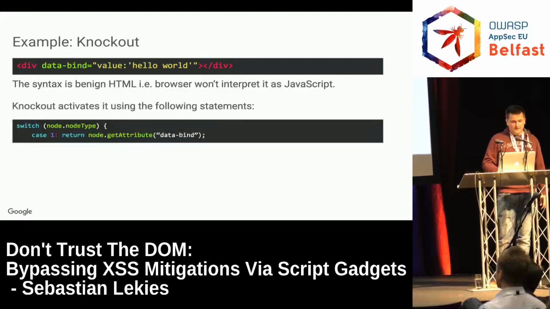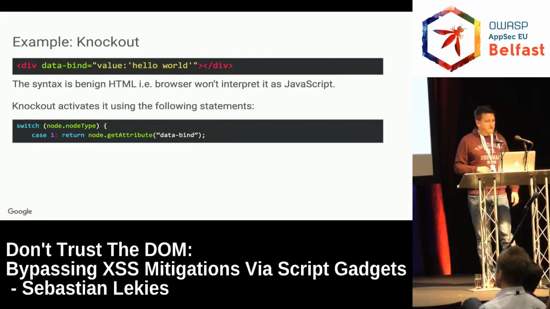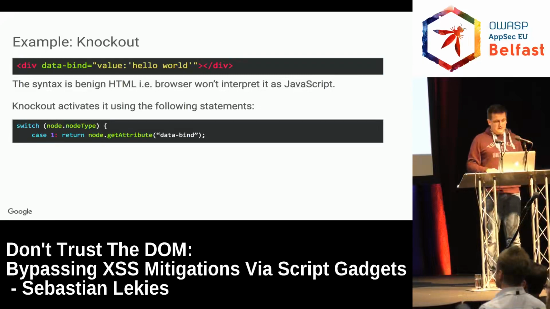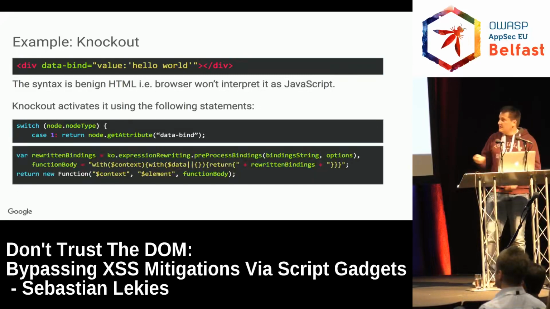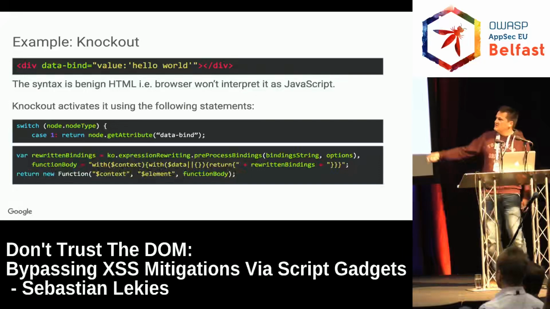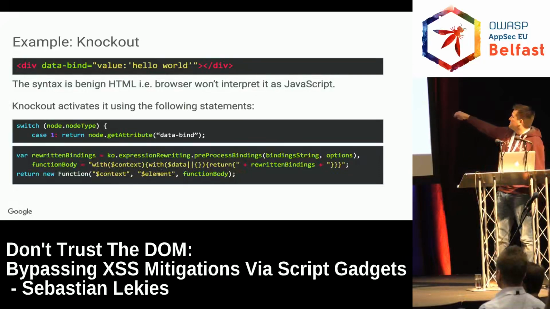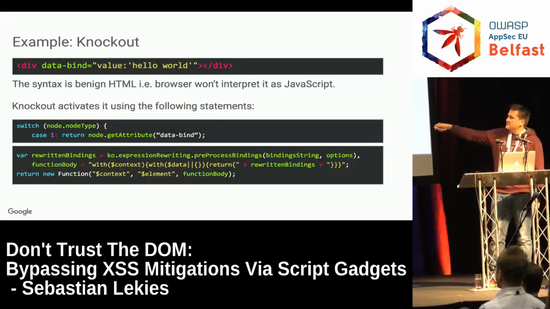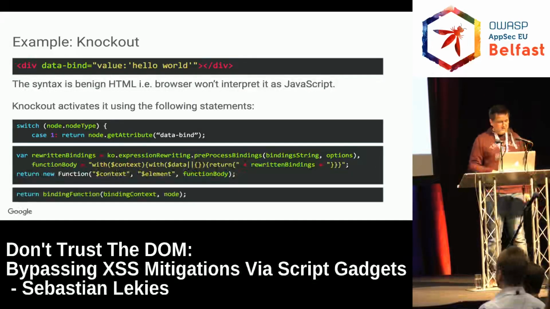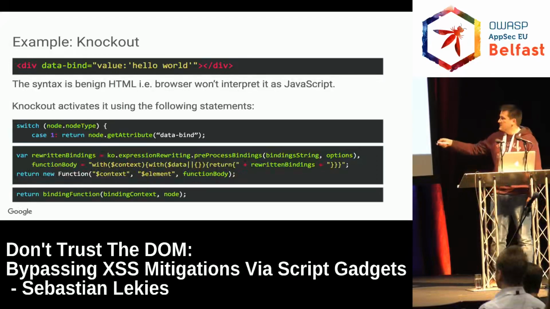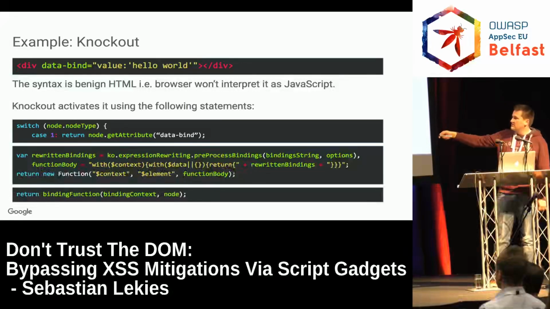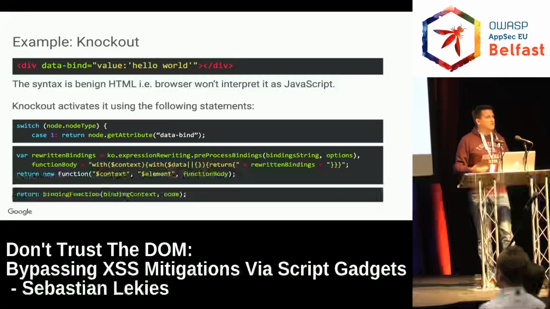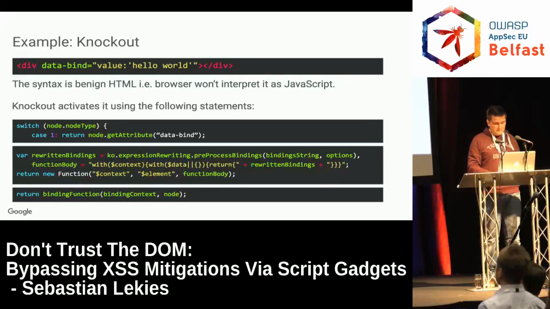So the first thing that Knockout does, it reads these data-bind attributes via this selector. Here you can see the usage of the selector, and then it processes it in a way. And the second step, it creates a binding object. And what you can see here, it constructs JavaScript from this binding. And then it puts this JavaScript into a function, and luckily it also executes this function for us. So in this call, we can see here's a binding function, and then it calls it with the node, which is this one. So how can we turn this into an XSS mitigation bypass?